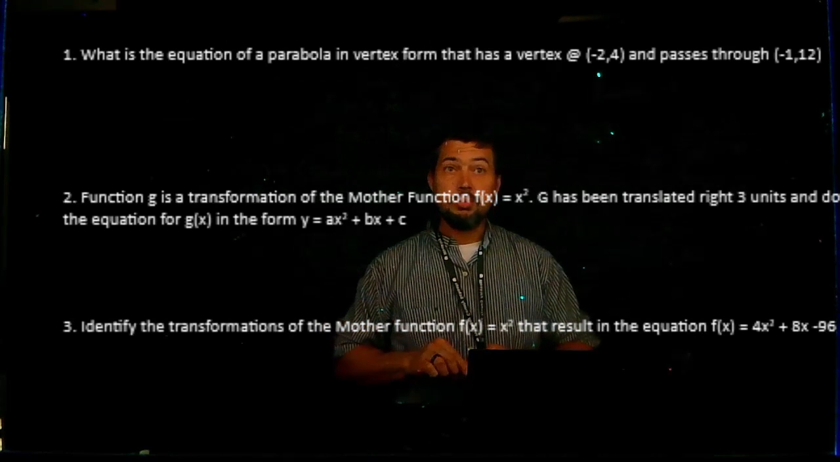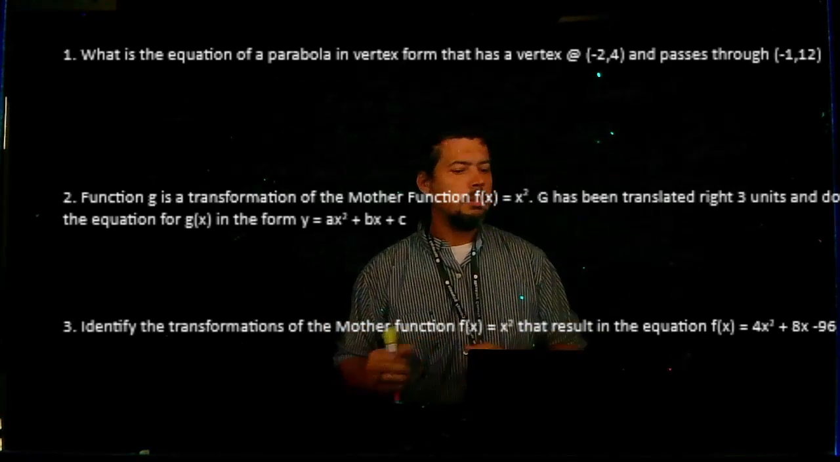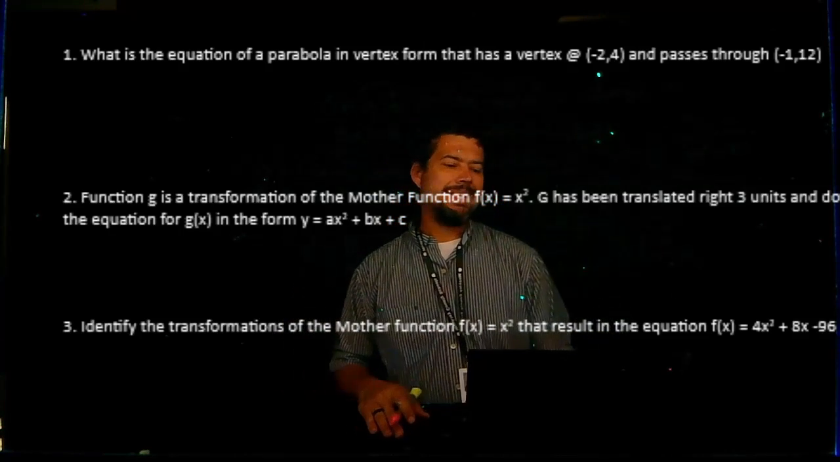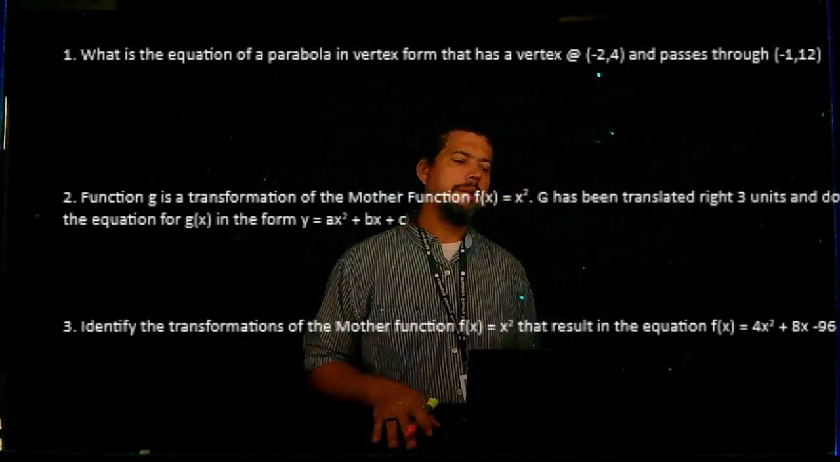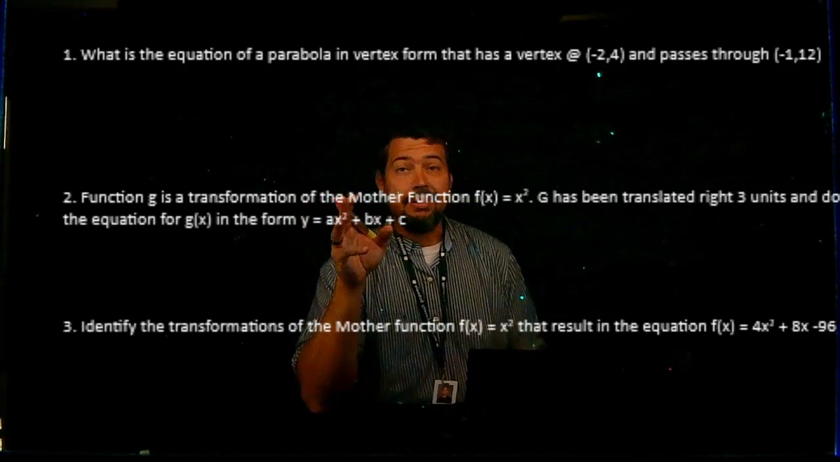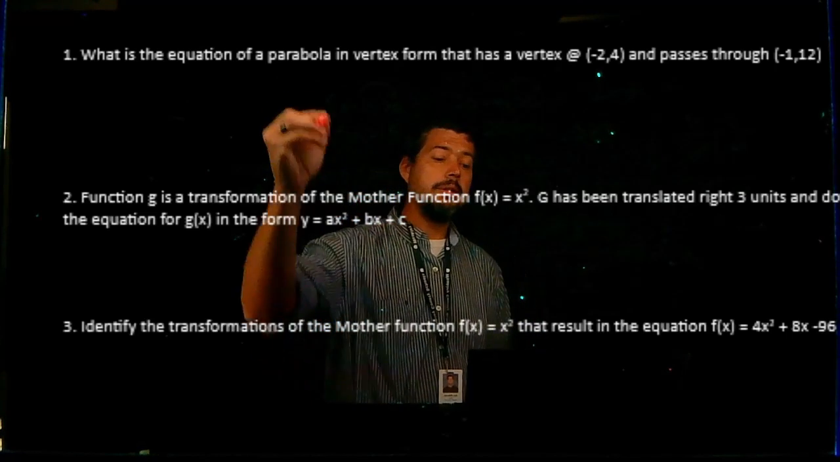All right, we got twin because we have a test Friday. What's the equation of a parabola in vertex form that has a vertex at (-2, 4) and passes through the point (-1, 12)? So we've been working on this since August the 8th. Like, it's been a long process.